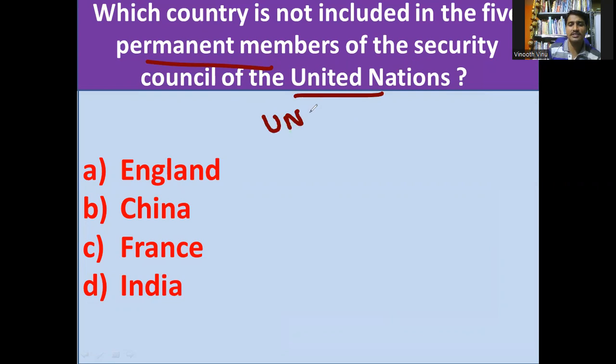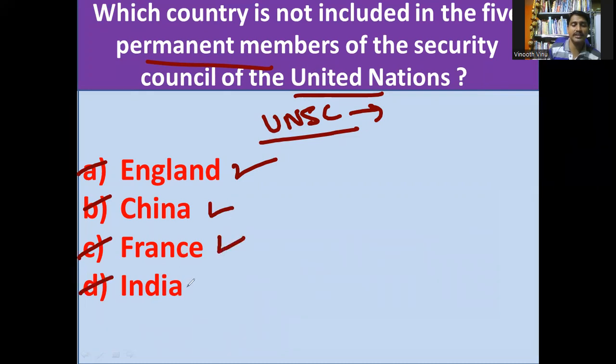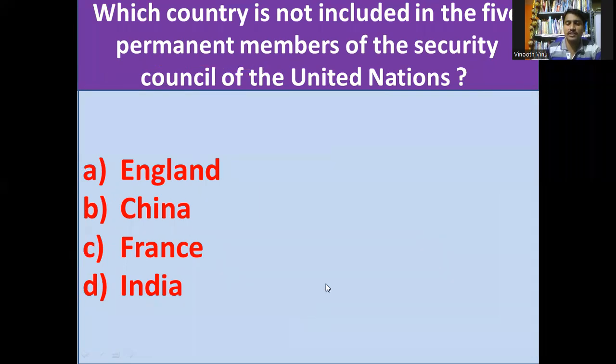I mean, which country is not there under the UNSC permanent members? England, yes, it is there. Option A, England; option B, China; option C, France. Yes, all three are there. But India is not a permanent member. It is a non-permanent member in the UNSC. We'll discuss that in detail in the next slides. India is not actually included in the five permanent members of the United Nations Security Council.